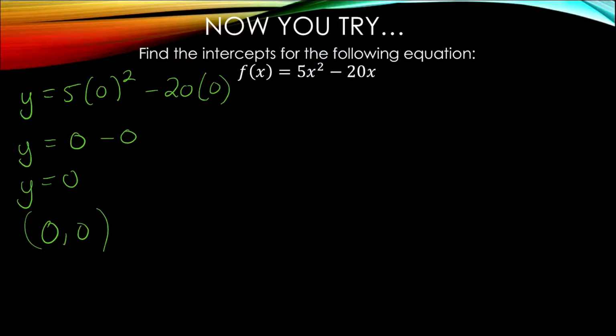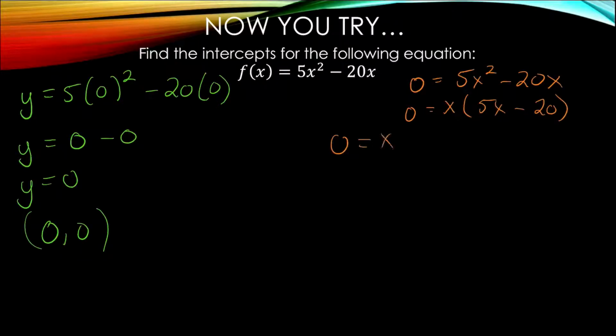Okay. Now we're going to go for that x-intercept. So I'm going to say 0 equals 5x squared minus 20x. Once again, we have to factor out that x. So I'm going to say x. If I take out an x from this first term, I get a 5x left. If I factor out an x from that negative 20x, I'm left with a negative 20. Okay. We're going to set each one of those components equal to 0.